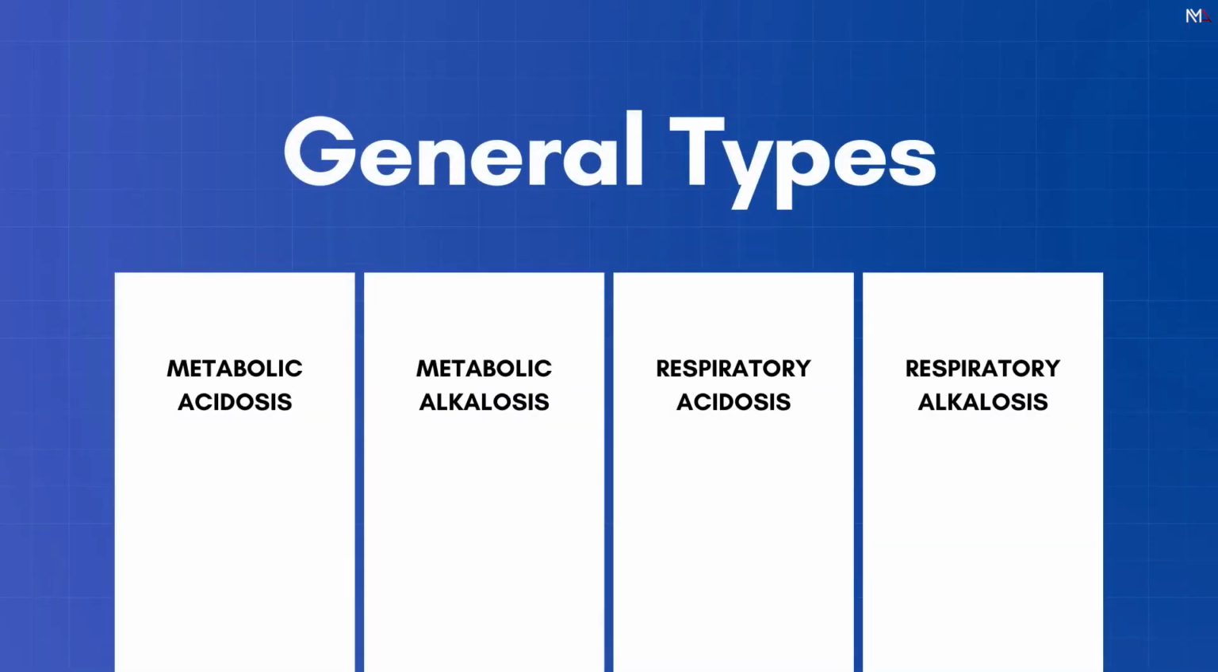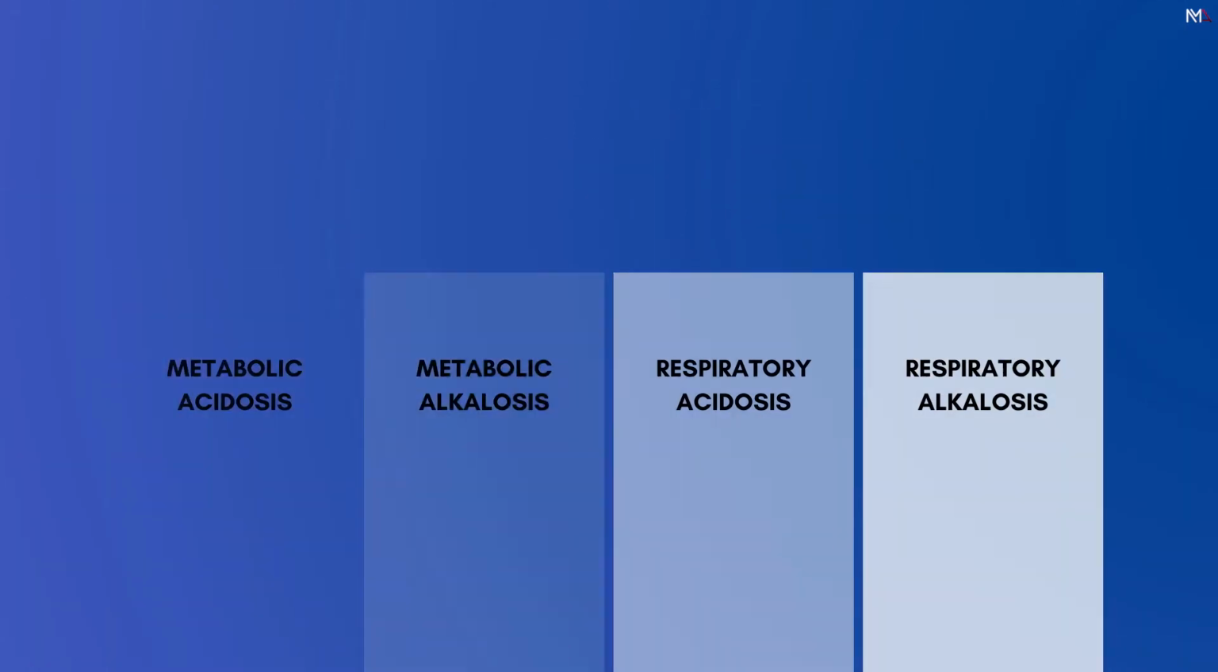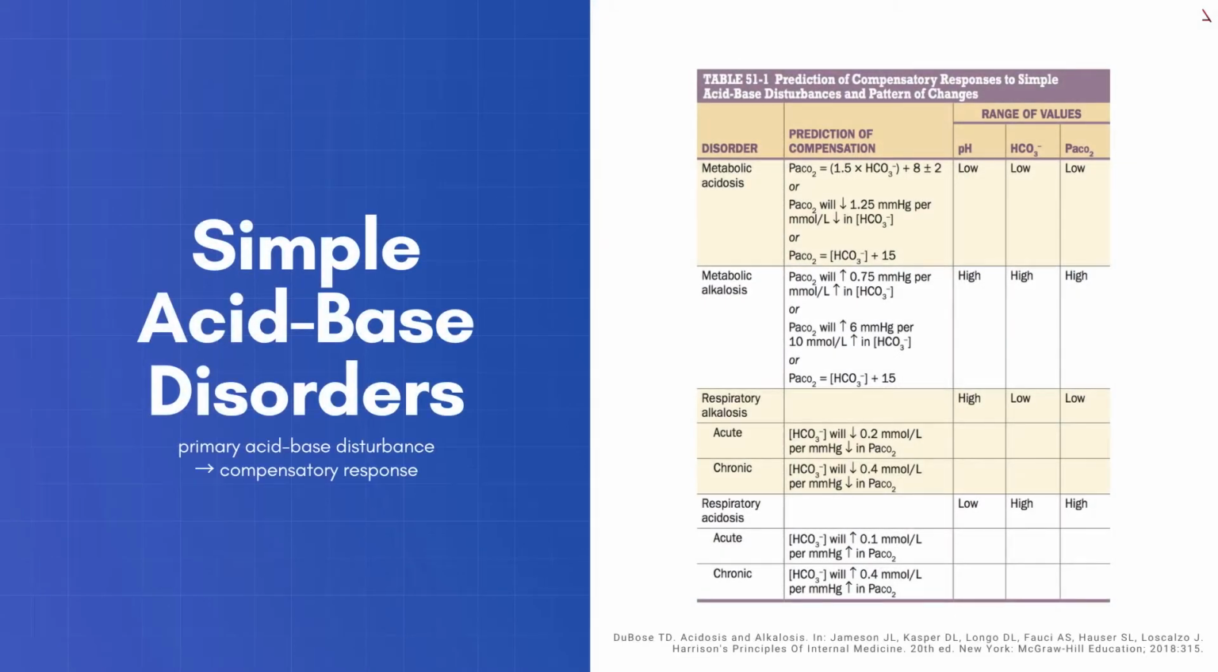There are four general types of acid-base disorders, namely metabolic acidosis, metabolic alkalosis, respiratory acidosis, and respiratory alkalosis. Simple acid-base disorders is when there is a primary acid-base disturbance with a compensatory response. So, for example, if the primary disturbance is metabolic, there would be a respiratory compensatory response. This table shows the prediction of compensatory responses to simple acid-base disorders, and the pattern of changes seen in the values of pH, bicarbonate, and carbon dioxide.